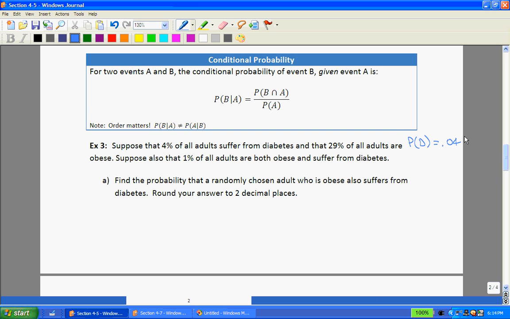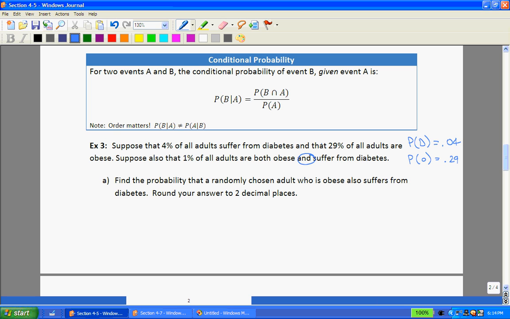0.04. Remember your decimal places with percentages. You're going to move that decimal 2 places. So it's not 0.4, that'd be 40%, but 0.04. Then we're also told that 29% of all adults are obese. So I'll use an O for obese, and that's 0.29. Then we have this last piece of information. 1% of all adults are both obese and suffer from diabetes.